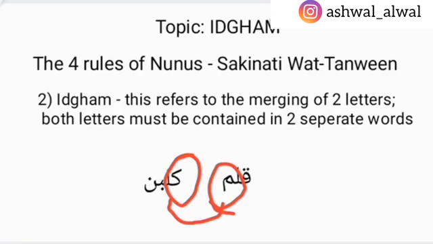Now, when does this rule actually apply? The rule of idgham applies when either of the letters is a nunus sakina or a letter that has a tanween, and the other happens to be amongst the letters of idgham. If you're confused about what tanween and nunus sakina is, there is a video down below. I will link it on the identification of nunus sakinati and tanween. Just because of time, I wouldn't be able to go through that in this video also.